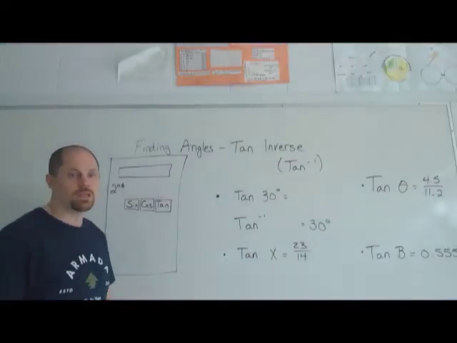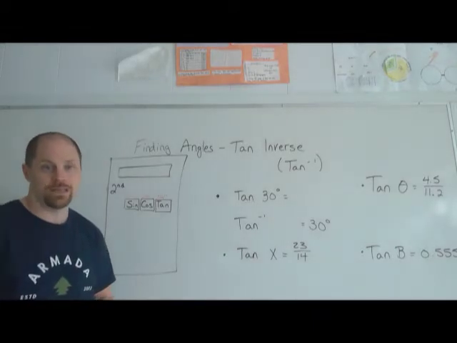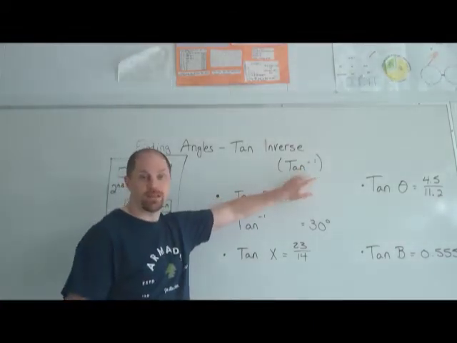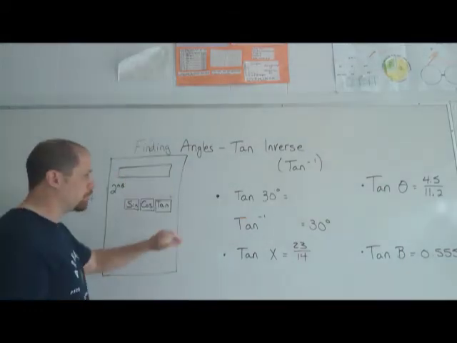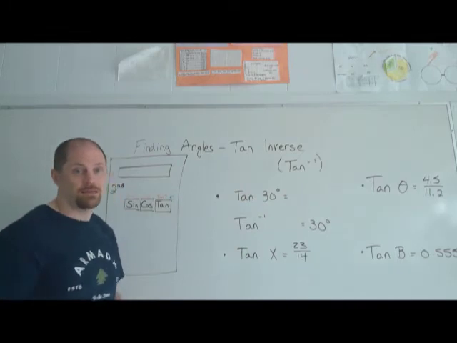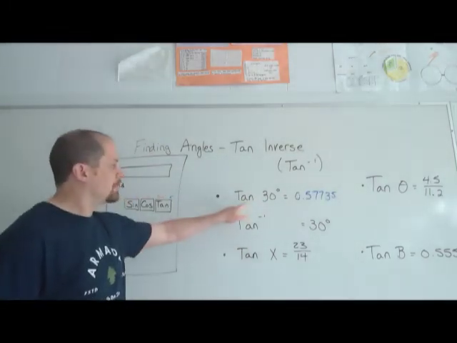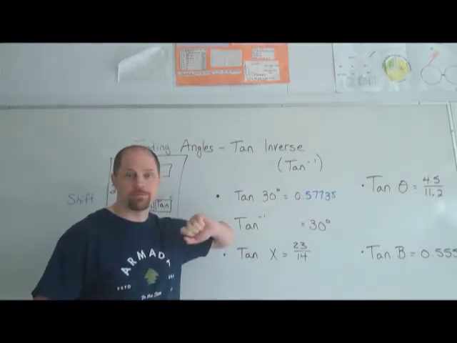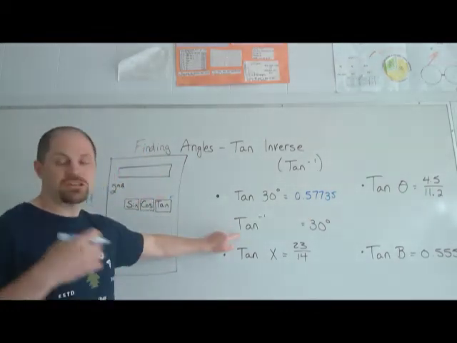So our goal now is to find an angle using tan inverse. And tan inverse on your calculator looks like this, tan with a -1. So, first of all, check your calculator. I want you to type in tan 30. Now, if you type it in, tan 30 is 0.57735. So we know the tan inverse is about going backwards.